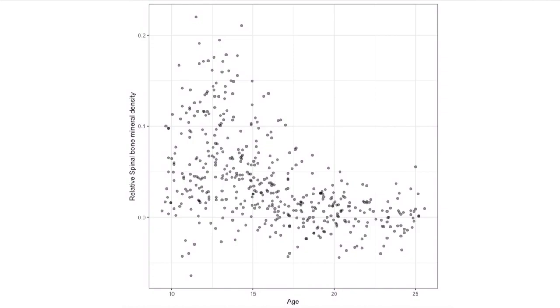You can tell from the plot here that it doesn't appear like there's really a linear relationship. It appears like maybe there's a lot of noise in the data, but that the true relationship seems to be nonlinear.